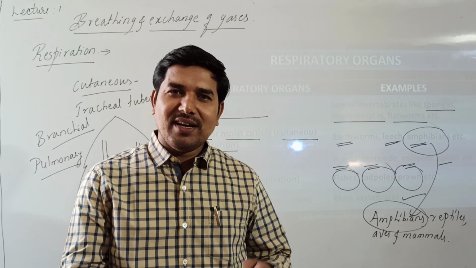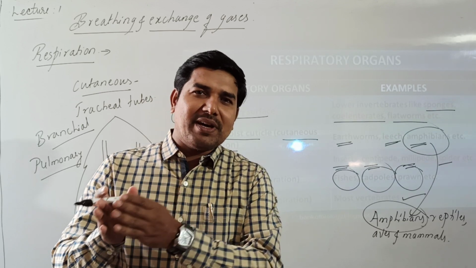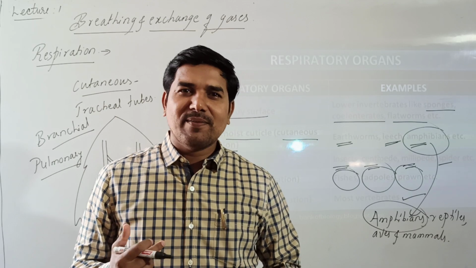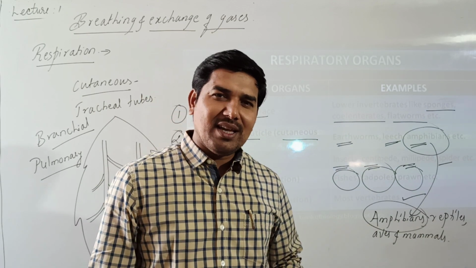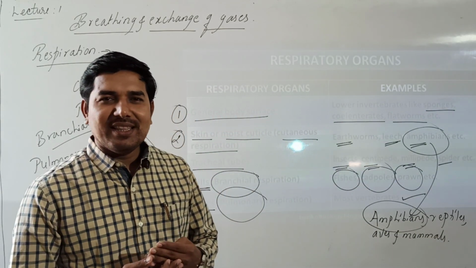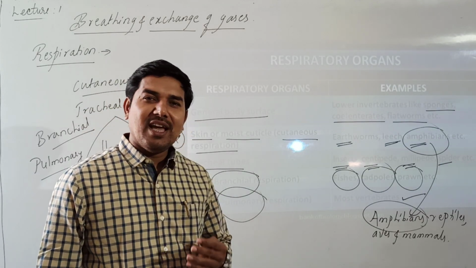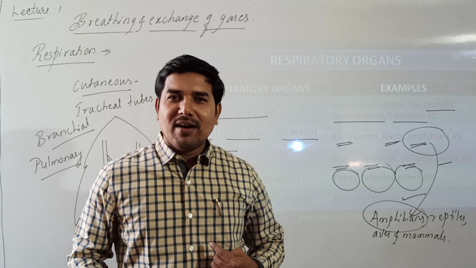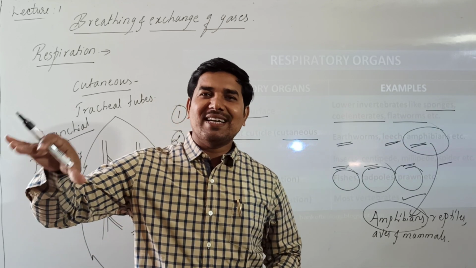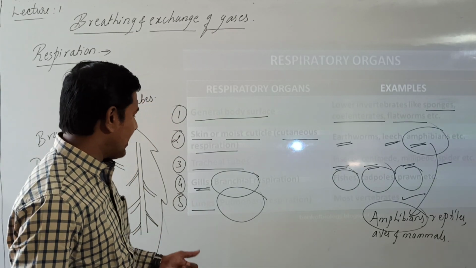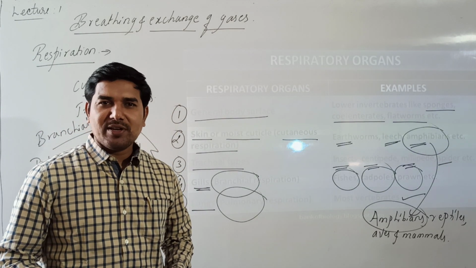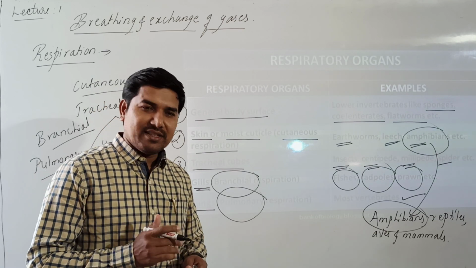They can respire in the water, they can respire on the land. Terrestrial respiration is through the lungs, aquatic respiration is through the skin. That's why there are two types of respiration: cutaneous respiration in aquatic medium and pulmonary respiration in terrestrial medium. So this is regarding the 5 different types of respiratory organs present in different organisms.